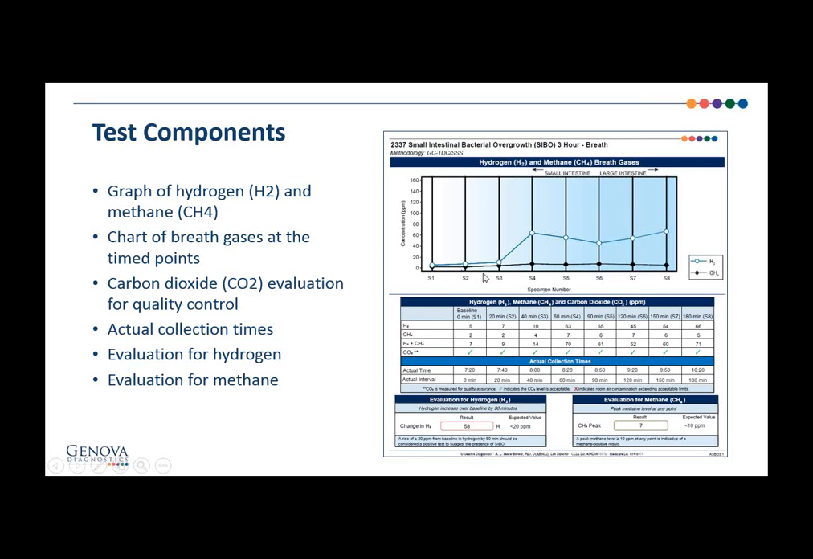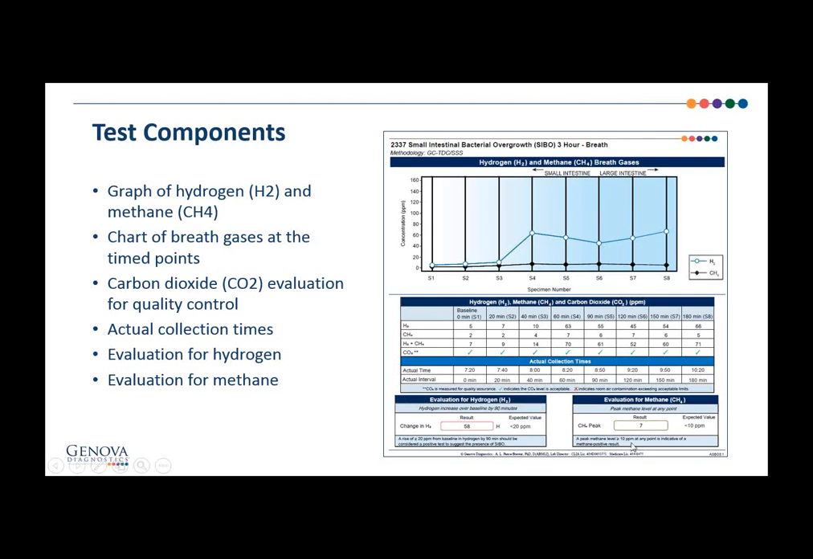The actual numbers that get plotted into this graph at the top are shown in the middle of the page here. So we have the hydrogen at the actual parts per million measurement at each of these timed points, methane. We also look at carbon dioxide for quality control. We look at their actual collection times. This is important because we know that it's tricky sometimes to be perfect. We try to encourage that as much as possible to try to stick to the recommended times, but we like to see the actual collection times to see how closely they match up with the recommended collection times.